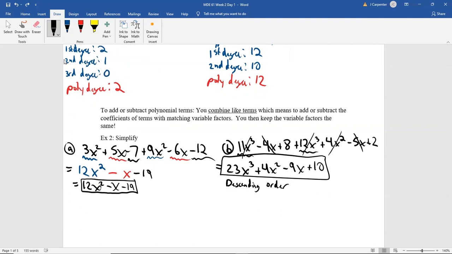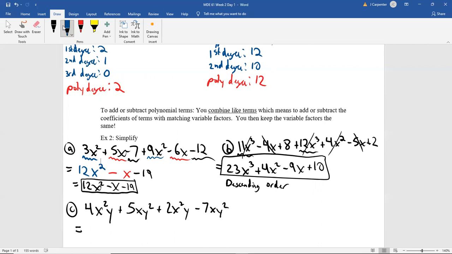I'm going to do one more of these on my own. And let's go with 4x squared y plus 5xy squared plus 2x squared y minus 7xy squared. Be careful with those exponents, because x squared y, xy squared, x squared y, xy squared. They didn't have to be that specific pattern to anything. It's just what I chose to do.